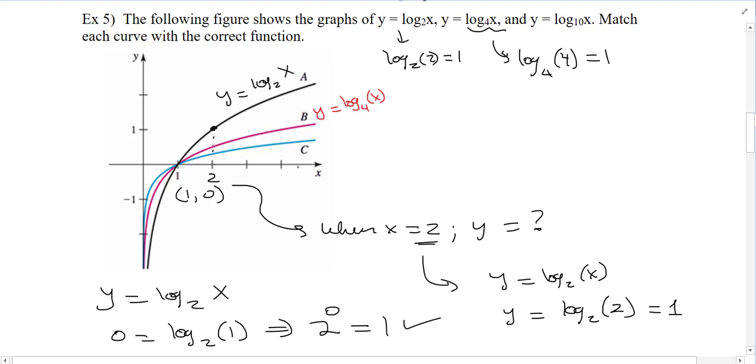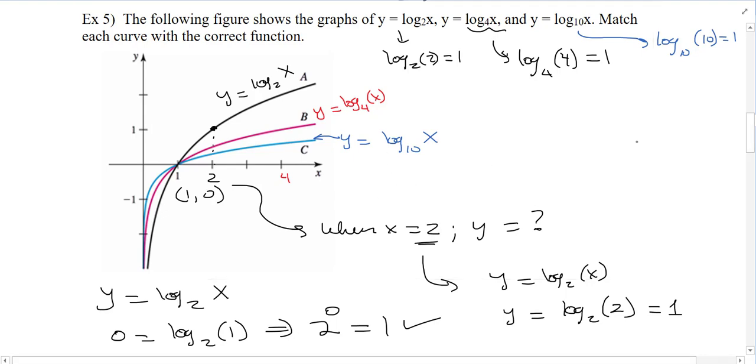And the reason for that, we can even see if I put in x there, what exponent do you put on 10 to get 10? That's going to be 1. And notice that 10 is out of the frame here, this is x equals 4. So 10 is going to be somewhere over here, and so the bigger the base, the slower the function grows, right? The closer to the x-axis the function is going to be. So it makes sense that this one then is y equals log base 10 of x. And so that's how we can start finding values for this function.